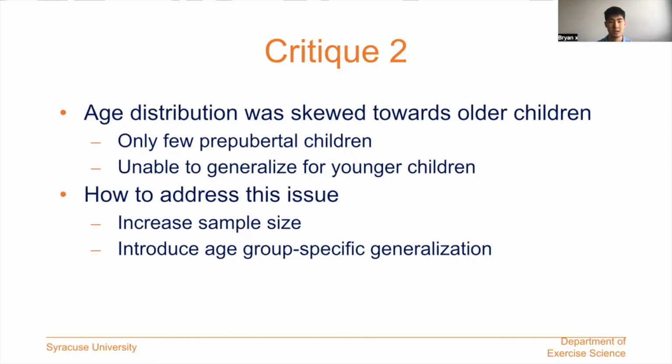Second, the distribution of the age of the participants was skewed towards older children, with only a few prepubertal children in the study. Therefore, the data cannot be extrapolated to younger children. To allow for this data to be applied to younger children, having a greater sample size and balancing the age of the participants while introducing age-group-specific generalization can narrow the specific age groups and also have a larger variety of children at different ages.